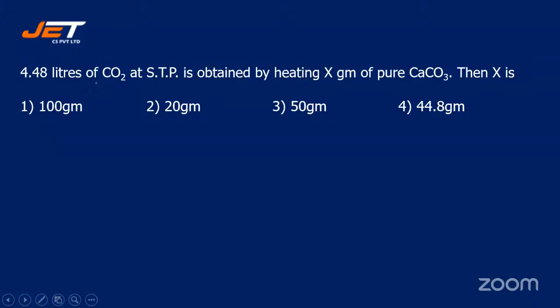48 liters of carbon dioxide at standard temperature and pressure is obtained by heating X grams of calcium carbonate, then X is. So let us see who will answer this question. Try to answer. After that, we will do this sum also. Any answers? Harshavardhan mentioned it as option 4. Okay, most of you are mentioning it as option 4. So let us do the sum.